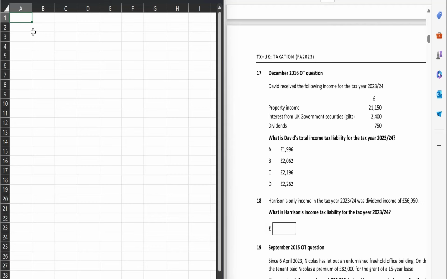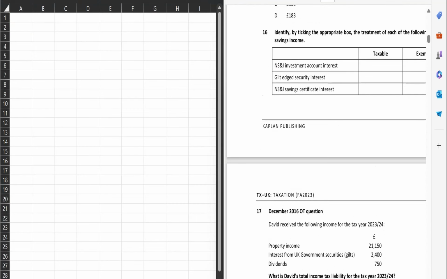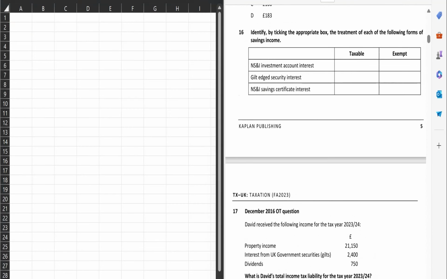So now in this question I will be doing question number 16. The question is, we have to identify and tick the appropriate box for the following saving income, which one is taxable and which one is exempt. It's not all about the saving income which are exempt. It's all about overall income tax which will be exempt from the income tax. I will just list those names.